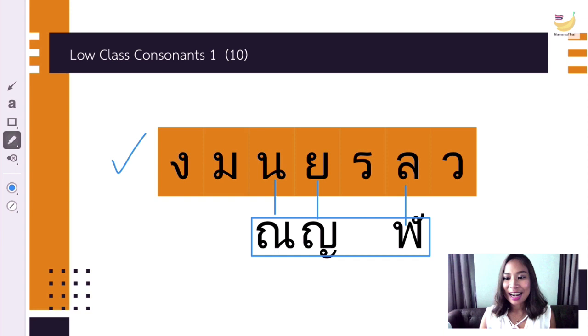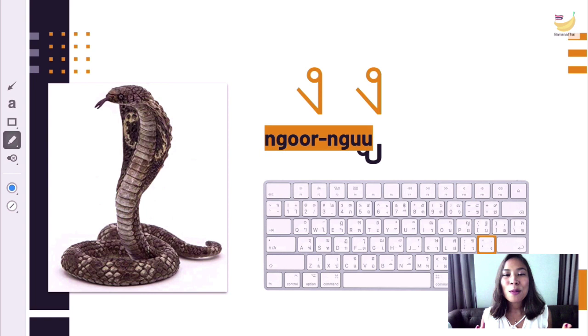Ngo ngu. This one might be a little bit complicated, hard to pronounce, especially for foreigners. It's the ng sound, like the g sound. Think about the word king, like speaking a little bit British, king. So that one is ng at the end in king. So ng sound as an initial consonant sound, and ngu means snake.